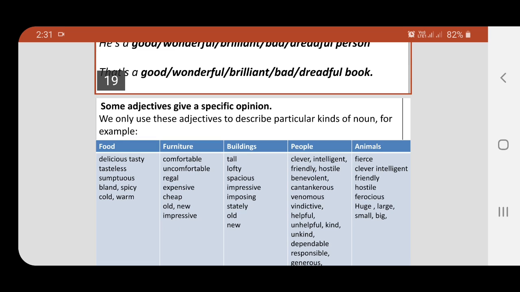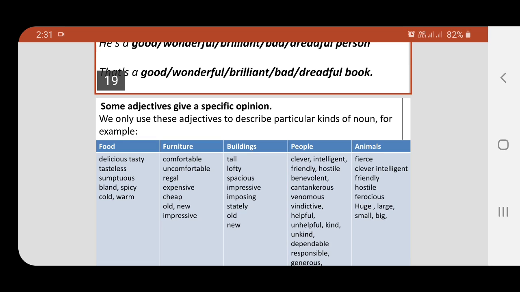Suppose you consider a building. It may be a residence, it may be a college building, it may be an office building, whatever may be the building. The adjectives that are used to give a specific opinion about the building are tall, lofty, spacious, impressive, imposing, stately, old, new building. So these are the adjectives that are used to describe a building. They give you a specific opinion.